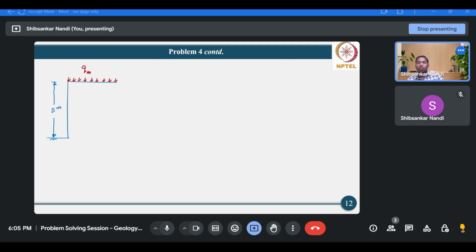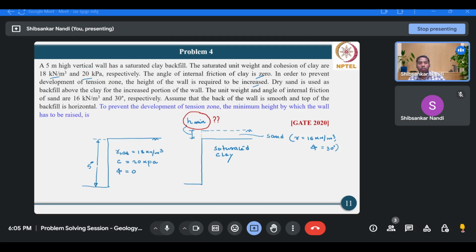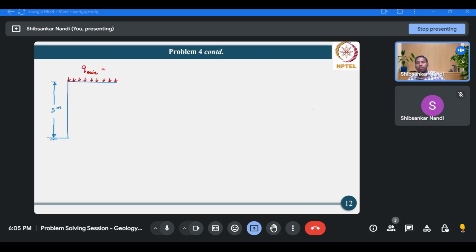So suppose this is your Q minimum. Why Q minimum? Because we are trying to find out the minimum height of the sand, the minimum height by which the wall has to be raised. So that's why this is Q minimum, and this will be gamma sand multiplied by H. Now suppose this is the reference for Z.